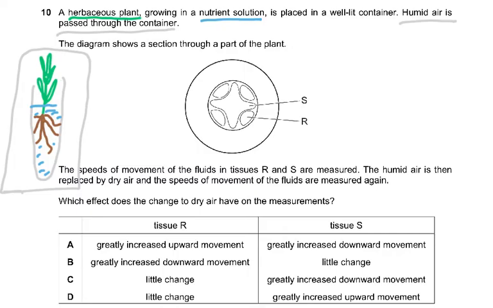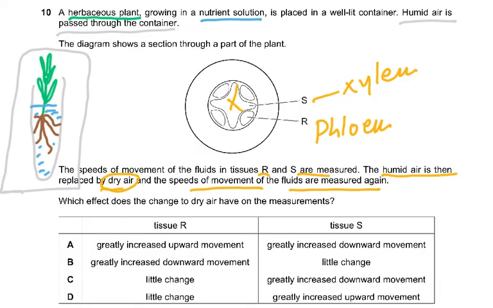So humid air is passed through the container. The diagram shows a section through a part of the plant. So S is the xylem, the X part in the center, so this would all be the xylem. And then R is the phloem. So the speeds of movement in the fluids and tissues R and S are measured. The humid air is then replaced by dry air, and the speeds of movement of the fluids are measured again.